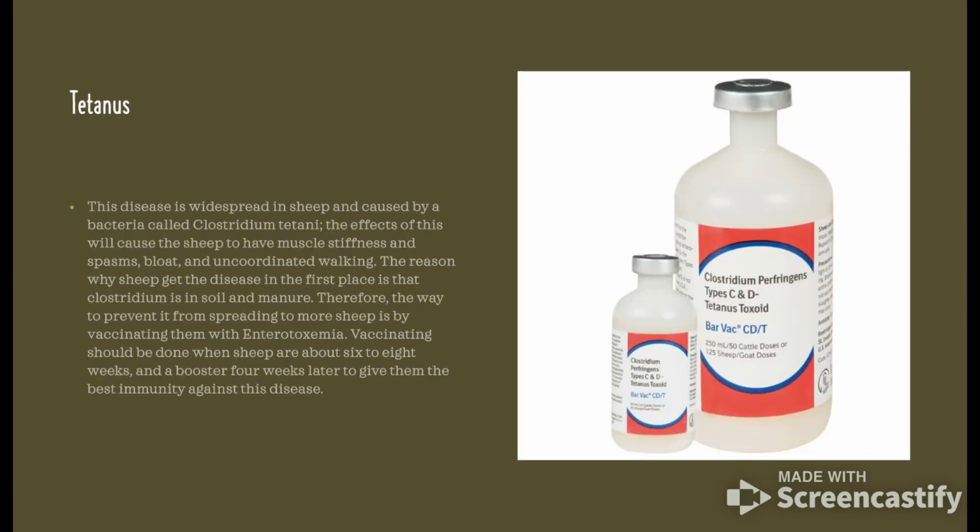Tetanus. This disease is widespread in sheep and caused by a bacteria called Clostridium tetani. The effects of this will cause the sheep to have muscle stiffness and spasms, bloat, and uncoordinated walking. The reason why sheep get this disease in the first place is that the Clostridium is in the soil and manure. Therefore, the way to prevent it from spreading to more sheep is by vaccinating them with enterotoxemia. Vaccinating should be done when sheep are about 6 to 8 weeks old, and a booster should be added 4 weeks later to give them the best immunity against the disease.